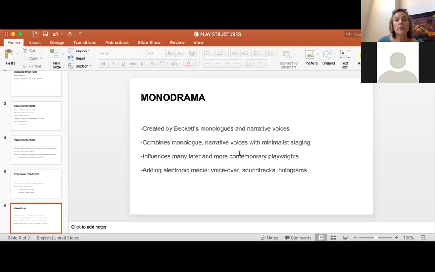Spalding Gray. Sometimes afterwards, they will add more contemporary elements, some electronic media, so there can be voiceover. So not only do we have the actor speaking, but then we also have voiceover, which is indicating the thoughts of the actor speaking. There can be soundtrack added so that we can hear maybe something is going on in that particular moment, or are we having the soundtrack again of their inner thoughts or of the conflict? And holograms, are we seeing something that isn't actually there?